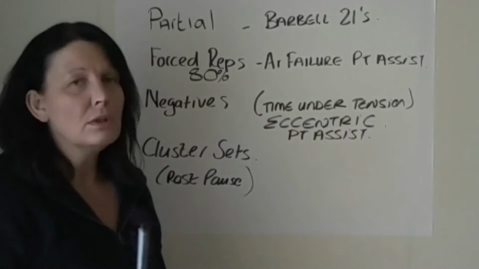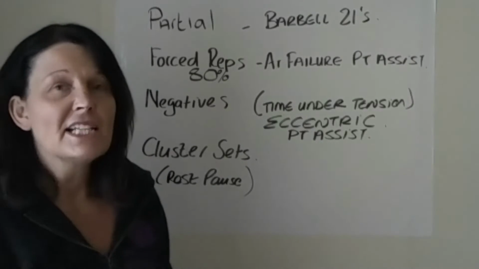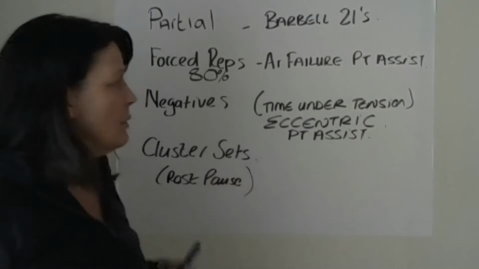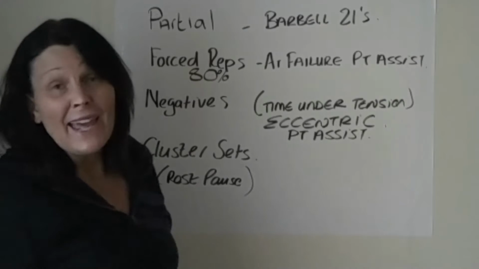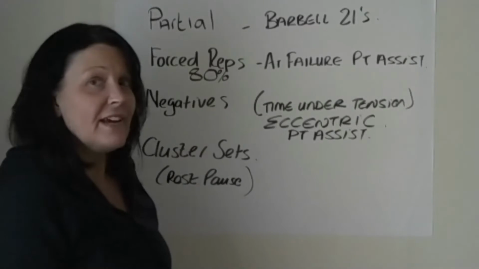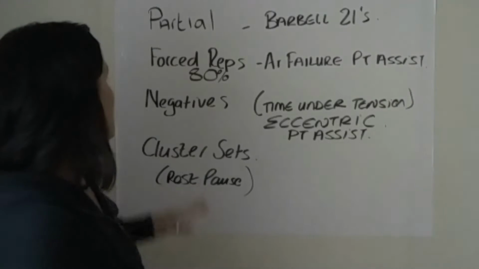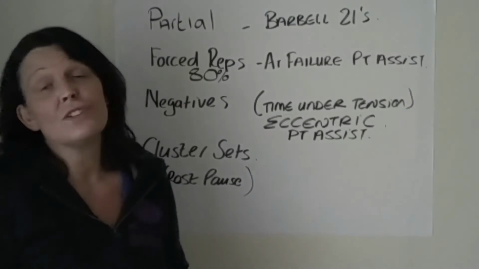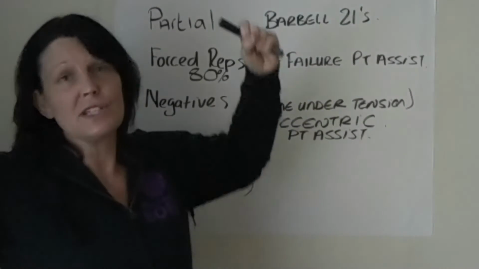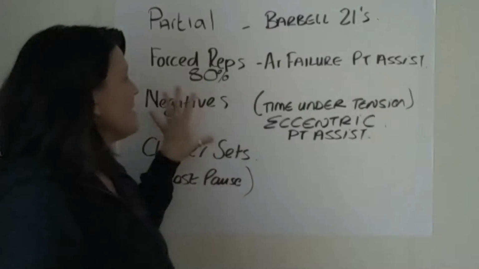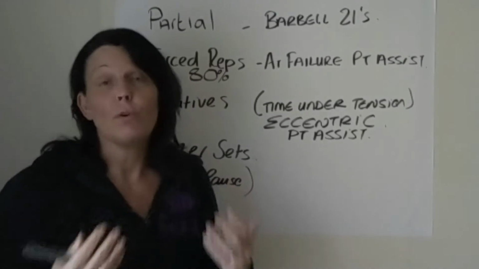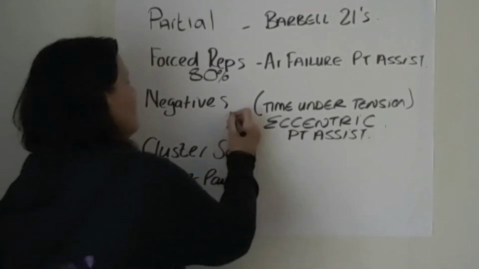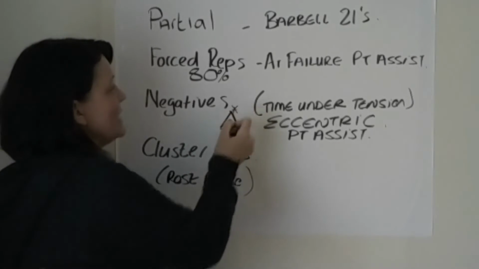Negatives, also known as eccentrics, are all about increased time under tension. I've already mentioned why we want to do that: we get more gains by working in the lowering phase as opposed to the concentric phase. With negatives, you will see some variations. Your client could do a version of a negative where they just pull up and then increase time under tension, but that's not an official negative in the way that we want you to apply it.